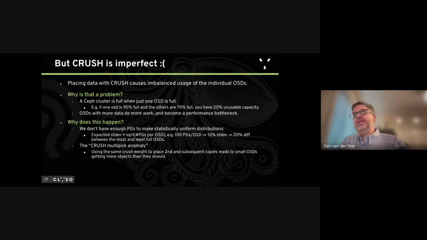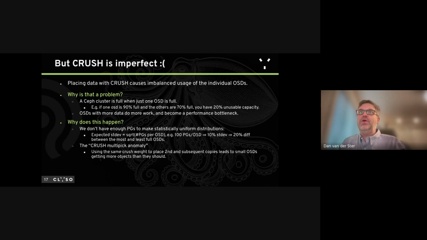There's also, of course, the fact that OSDs with more data do more work. So you really want the OSDs to be balanced in terms of percent utilization. And why does it happen? There's some basic math behind this: the expected distribution is a 10% standard deviation when you have around 100 PGs per OSD. That means up 10, down 10, so you have around a 20% variance between the most used and the least used OSD. That's 20% wasted capacity in your cluster just out of the box.